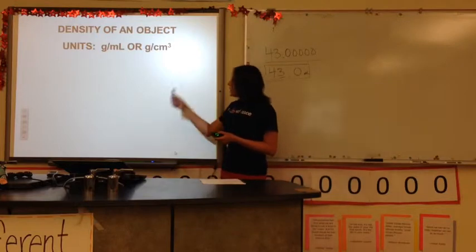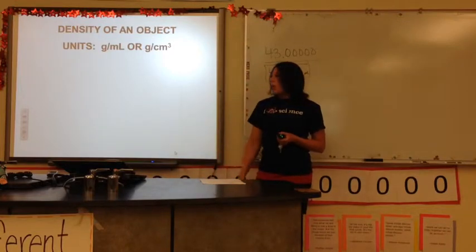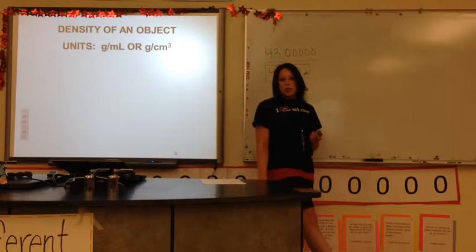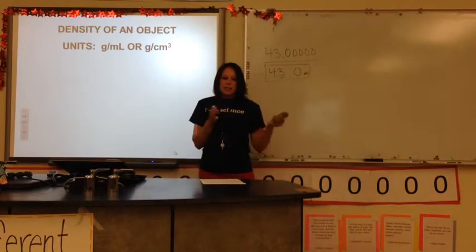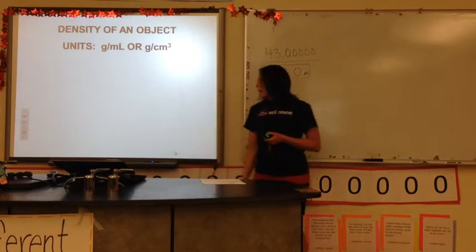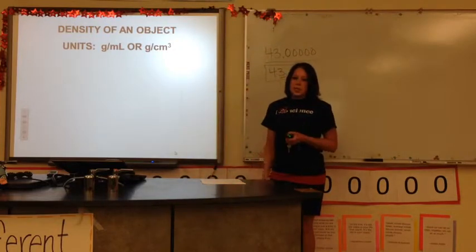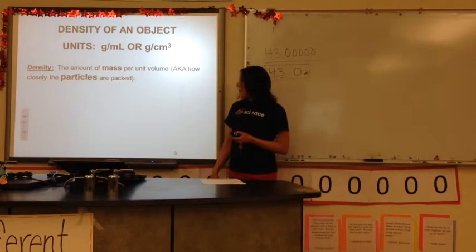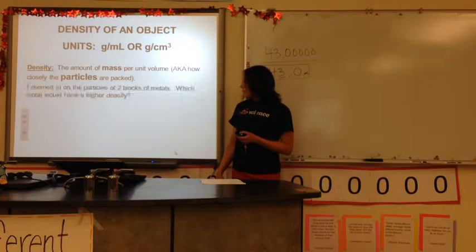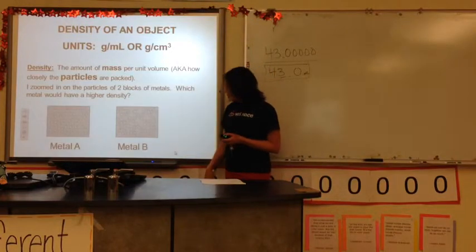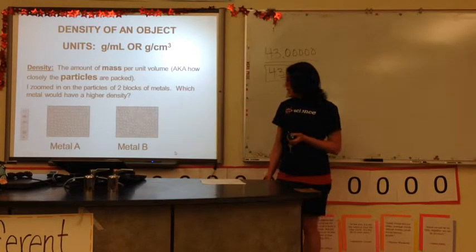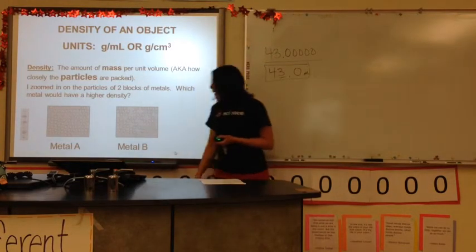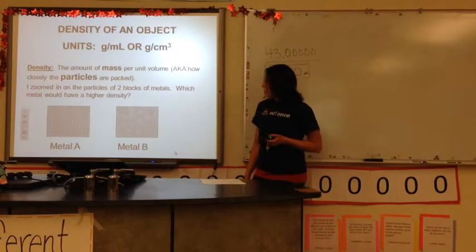So you can find the density of an object if you know its mass and how much space it takes up. Okay? And every material, I should say, has a unique density depending on the size of the atoms and how closely those atoms like to be packed together. We call it the amount of mass per unit volume. And down here I have a picture. Here's metal A, here's metal B. Which one would have a higher density? Hopefully you would say metal A because those particles are packed closer together.